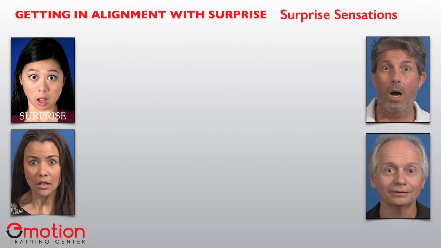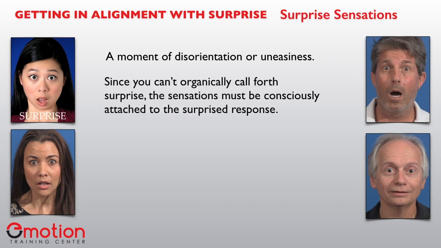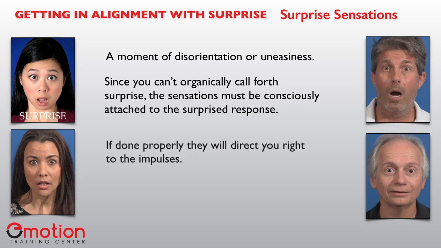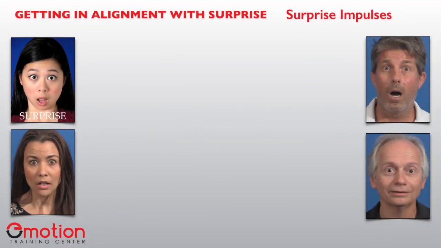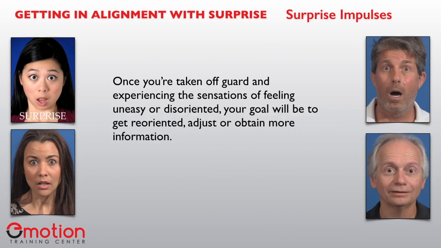We're going to move into the surprise sensations, which is a big part of getting this emotion across truthfully. There's a moment of disorientation or uneasiness. Since you can't organically call for surprises, sensations must be consciously attached to the surprise response, meaning you've got to put them in there. If you do this correctly, they're going to direct you right to the impulses. So what are the impulses? Once you're taken off guard and experiencing the sensation of feeling uneasy or disoriented, your goal will be to get reoriented, adjust, or obtain more information.